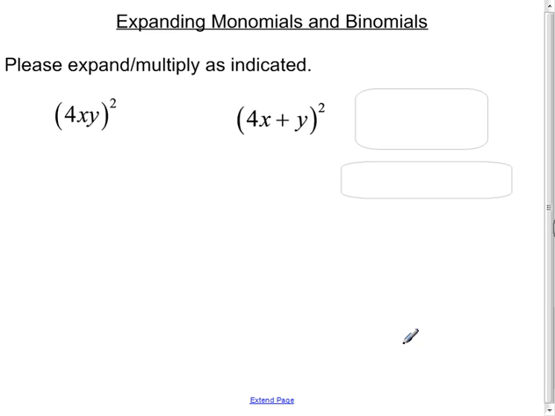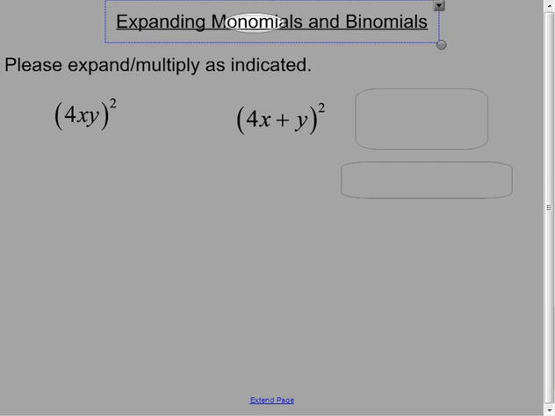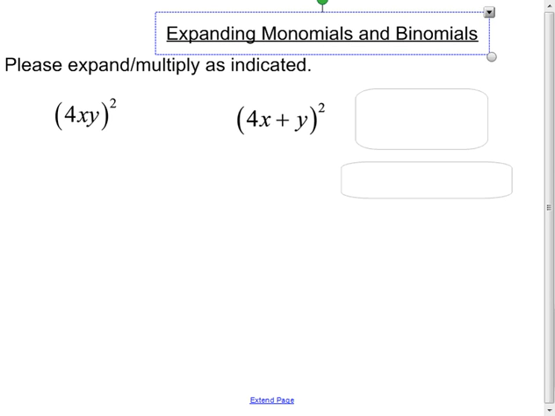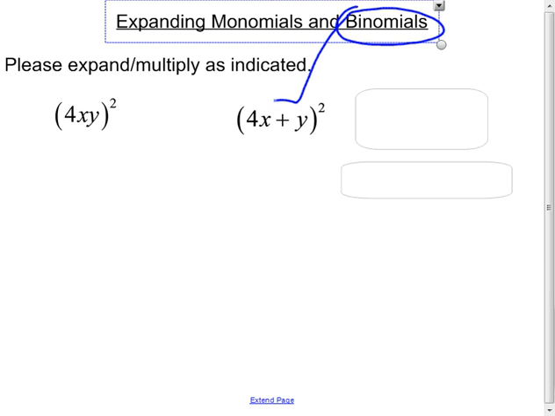A monomial is a single term expression, which means it's not separated by plus or minus signs. So if we notice, the monomial in these examples is the one on the left, 4xy. Although it has three factors, 4, x, and y, it is one term, making it a monomial. And similarly, the one on the right is a binomial because it, in fact, is two terms. We see the separation of these terms by the plus sign. The first term is 4x, and the second term is y squared.